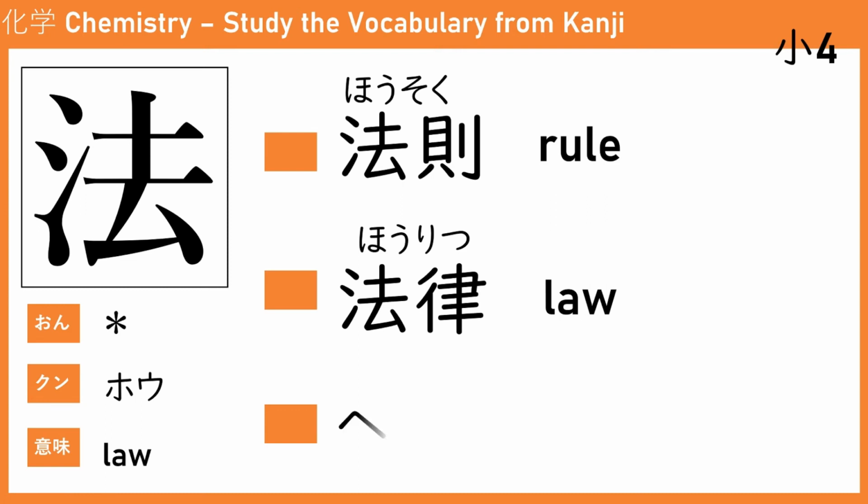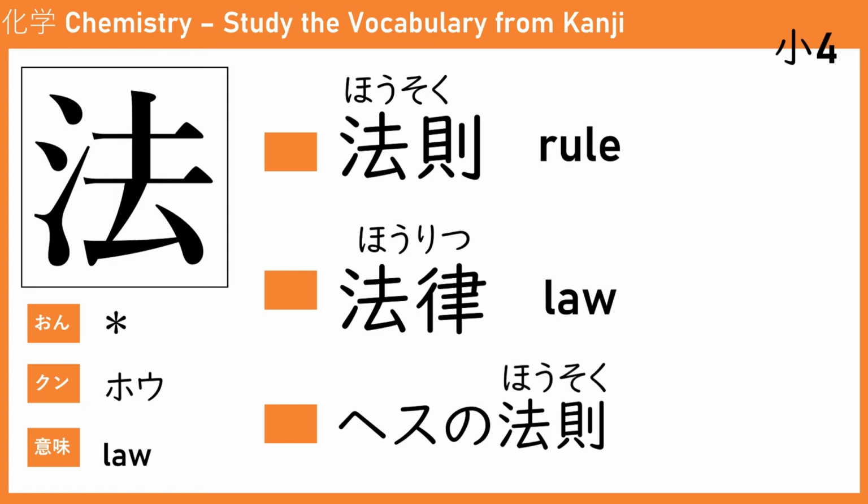In chemistry, we are going to learn about Hess no hōsoku, which refers to the Hess law. Even though in English we say Hess law, in Japanese, because it refers to academic stuff, we don't say Hess no horitsu, but we say Hess no hōsoku. So you know the difference between law and rule, because this one doesn't refer to any politics or governmental meaning, but to the academic rules.